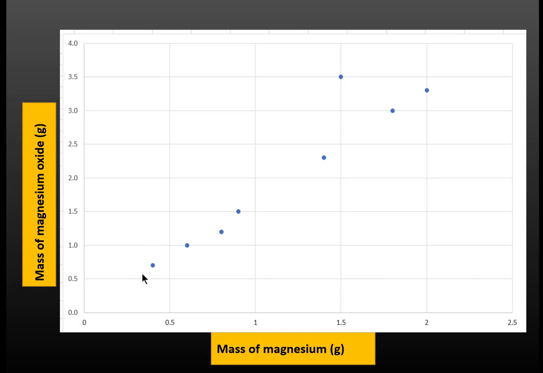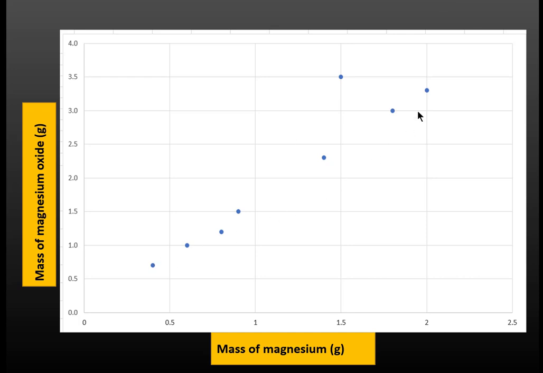Okay, so what we need to do is draw in a trend line. But the first thing you've got to identify before you do that is that this point here is probably wrong. Okay, this is an anomaly, a mistake, and we should not be using this point.